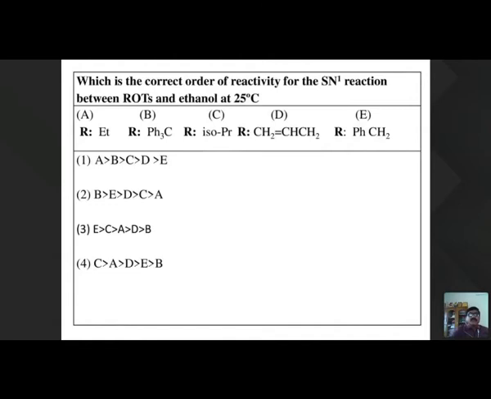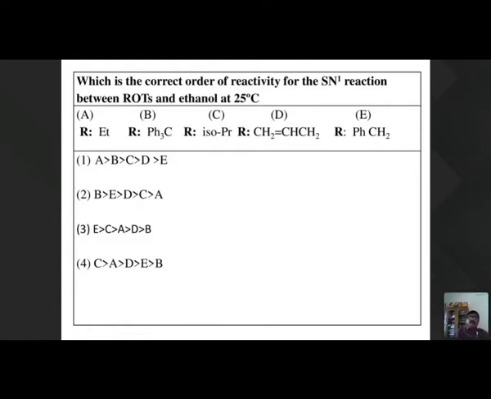The next question: which is the correct order of reactivity for the SN1 reaction between this alkyl tosylate and ethanol at 25 degrees Celsius? And the R group is given here. The R group for A is ethyl, for B is triphenyl methyl, C is isopropyl, this is halide, and this is benzyl.